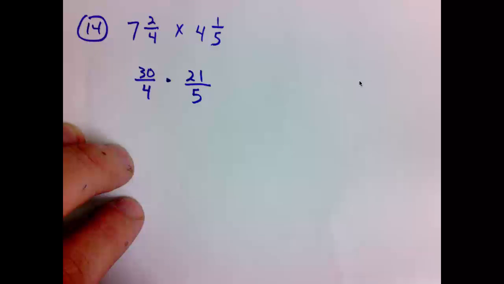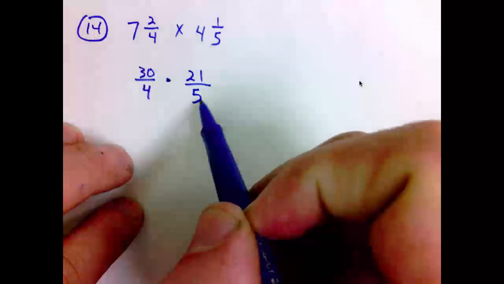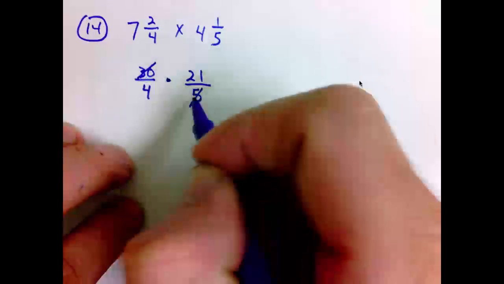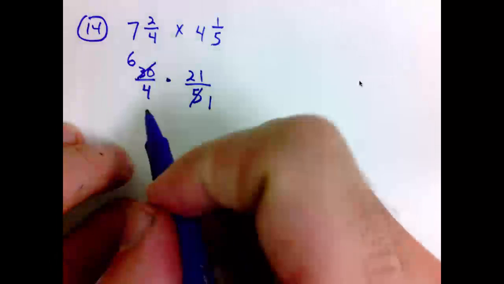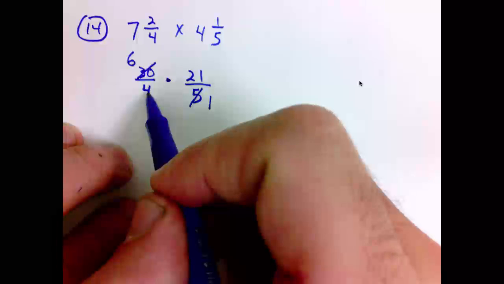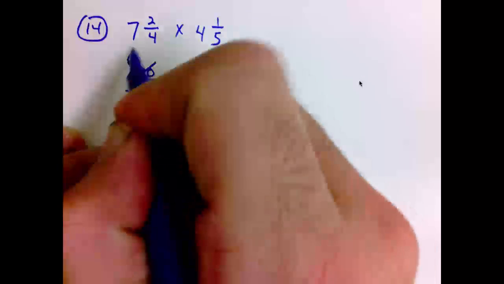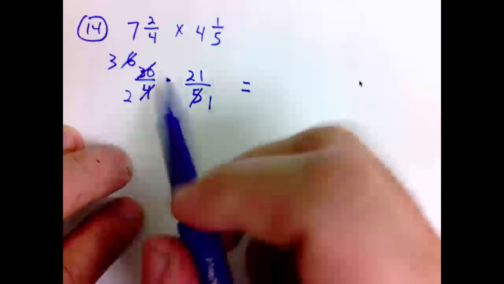Now we will seek to do any reducing. Any numerator can cancel with any denominator. Well, 5 will divide evenly into 30. 5 goes into 5 once. 5 into 30 6 times. Now 6 and 4. 2 goes into both of those. 2 into 4 twice. 2 into 6 3 times. This will make our multiplication a little easier.